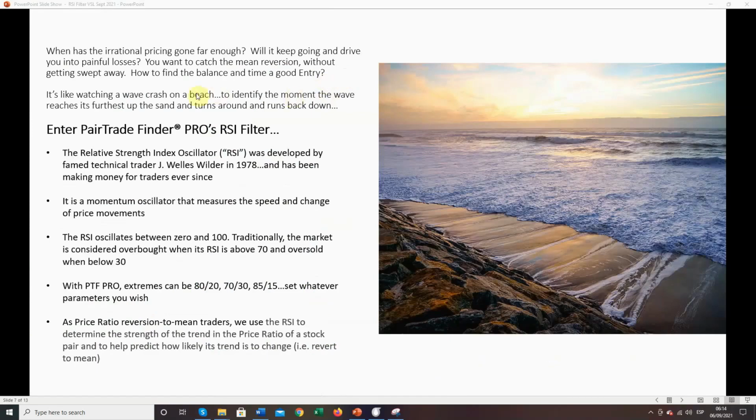It's like watching a wave crash on a beach to identify the moment the wave reaches its furthest up the sand and turns and runs back down. You don't want to get washed up onto the shore. You want to ride this back into the ocean. The reversion to the mean. So enter PairTrade Finder Pro's RSI filter.